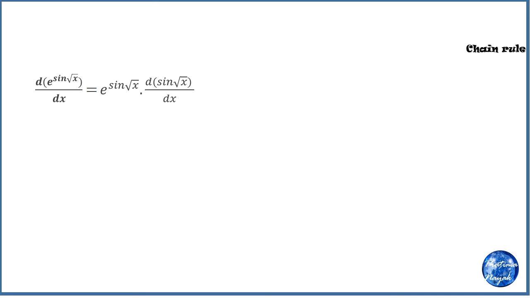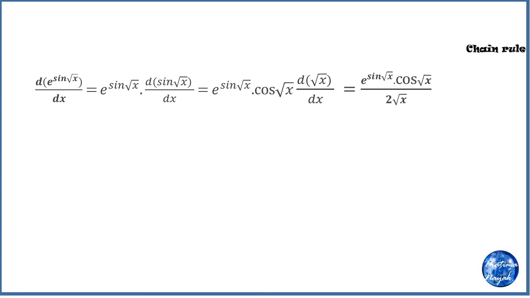Next for sin root x, again f(x) is equal to sin and g(x) is equal to under root x. So what is the derivative of sin root x? It will be cos root x into the derivative of root x. So it will be e to the power sin root x into cos root x into the derivative of root x. What is the derivative of root x? It will be 1 by 2 root x. So it will be e to the power sin root x into cos root x by 2 root x.